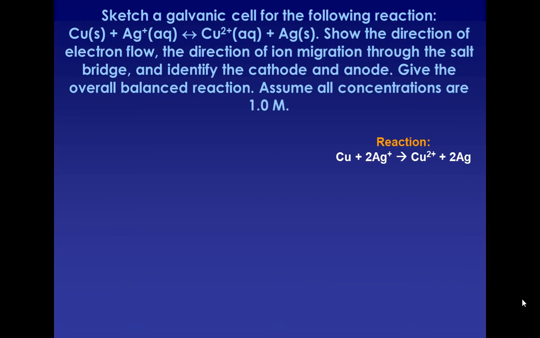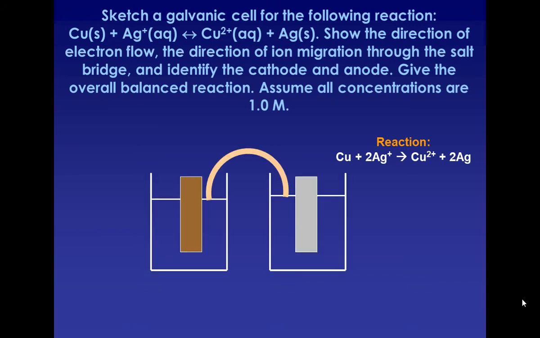Because silver is gaining 1 electron and copper is losing 2 electrons, when we balance this, we needed the 2 silvers on both sides of the equation. I'm going to show you a little bit easier way to be able to do the half reactions in a couple of slides, but we'll start with this for now.